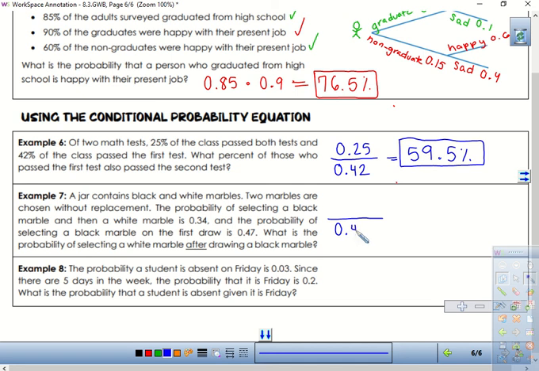Good. So 0.47 is the probability of people who chose the black marble first. And within that probability, we want to look at how many of those people picked the white marble second, which is how many? 0.34. Good. So that amount is going to come out to be 72.3%.